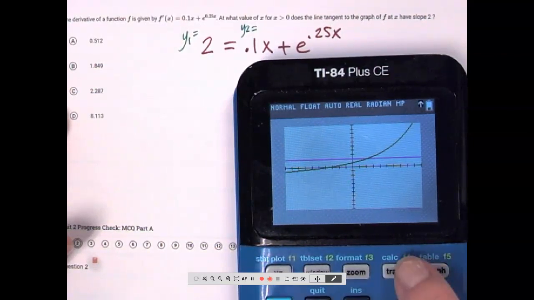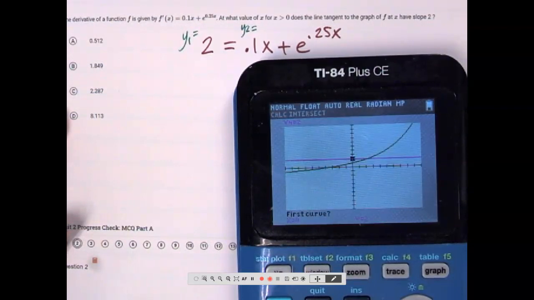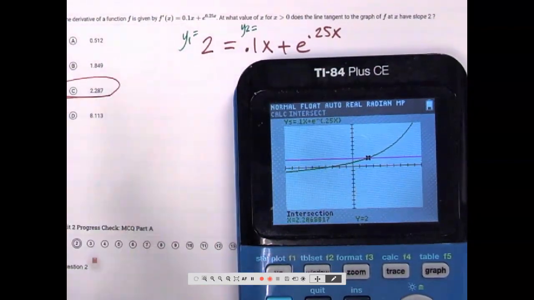We're going to go to that second trace menu, calculate. I want to find a point of intersection, and we're going to hit enter 3 times, and it should take us to that point. Yep. Do you have to move the cursor? You don't for this one unless you have multiple graphs that you don't need on there. If you just have the 2 that you're interested in, then you shouldn't have to move the cursor. Okay, so that one should be C.